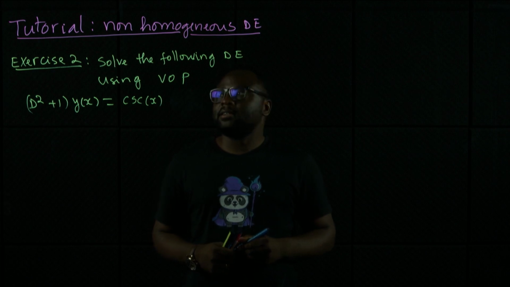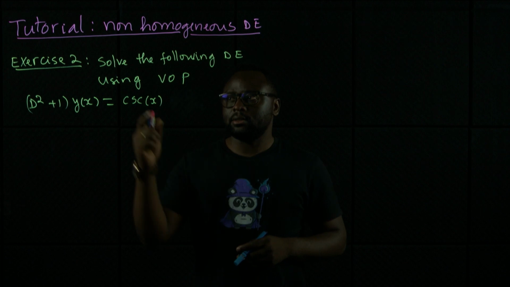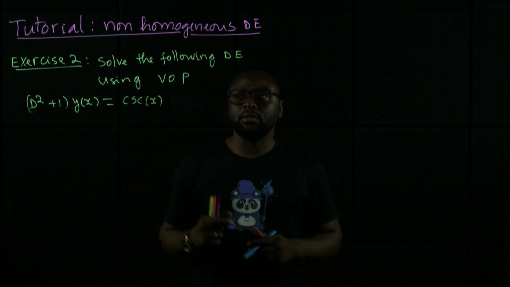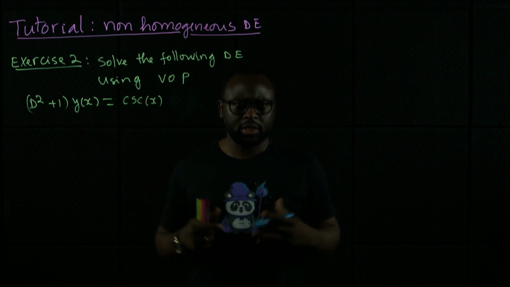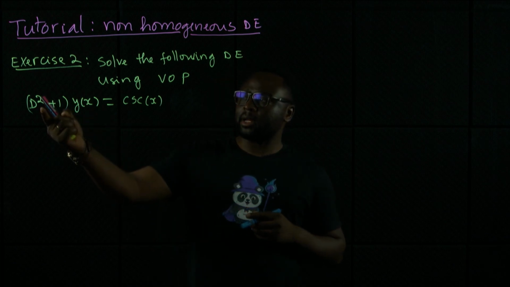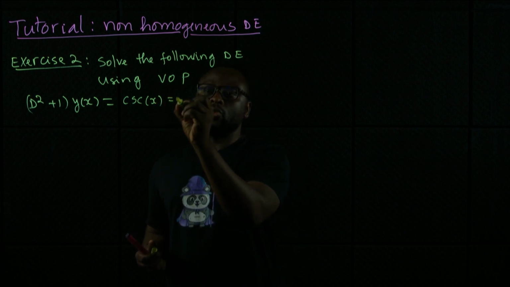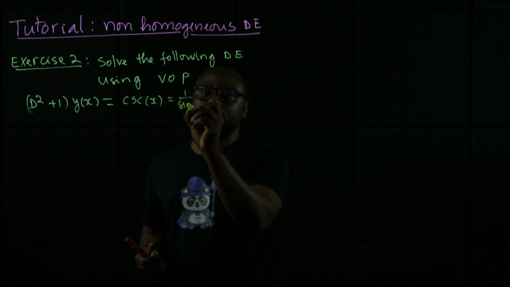All right, this is the second exercise from the tutorial. I want us to solve this differential equation using the variation of parameters, as we did in the previous one. You are given this second order differential equation. Of course, cosec x here is just 1 over sine x.